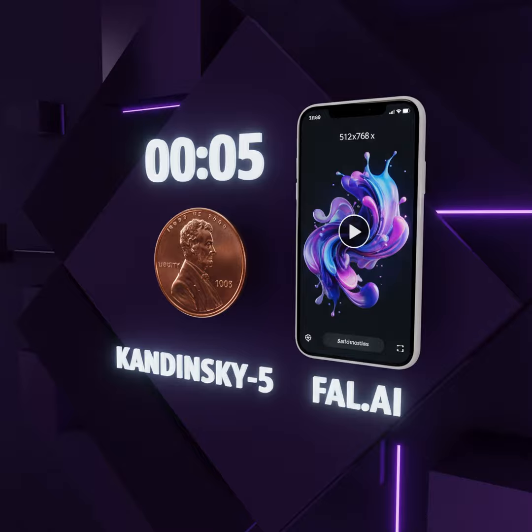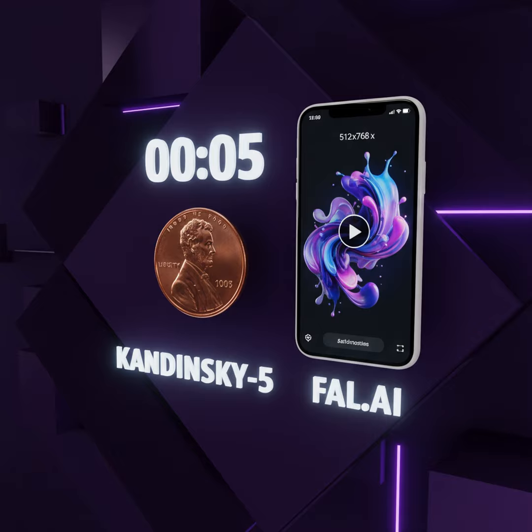2 hosted variants on Fall, Distill and Standard. Distill is the budget speedrun: 5 seconds at 5 cents, 10 seconds at 10 cents. Standard doubles that, 10 cents and 20 cents, aiming for a quality bump. We checked the Fall model pages for both. That pricing is posted there. We did our homework, y'all. Source is the Fall.ai Kandinsky-5 pages.